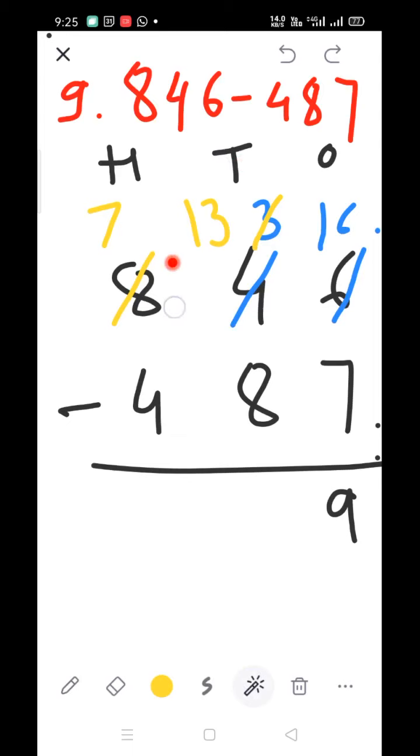Now subtract 13 minus 8. What do you have to do now? Subtraction just like before. 13 minus 8, 5. Now hundred place subtraction. 7 minus 4, 3. Answer is 359.